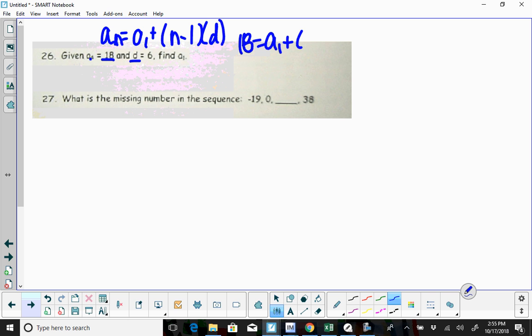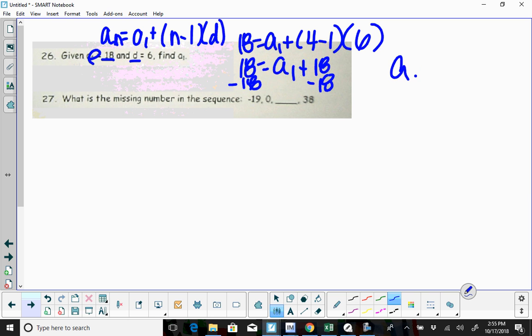We know our n is 4. Anytime you have a subscript, that's your n. And our difference was 6. So you just work backwards. 4 minus 1 is going to give me 3. 3 times 6 is going to give me 18. And when I subtract to get a1 by itself, my a1 was actually 0.